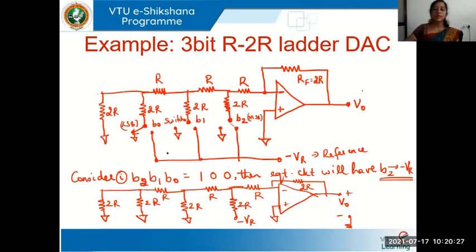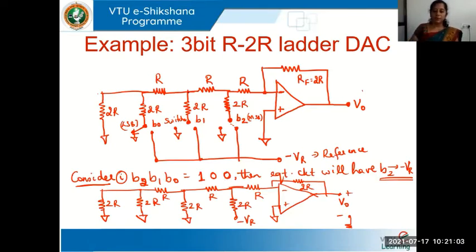So this is the connection diagram of a simple 3-bit R2R ladder type of DAC. Now let us try to analyze this and see what would happen to the output voltage. So let's consider as an example, in the first case, the digital input, that is the switch positions B2, B1, B0, to take the value 1, 0, 0.